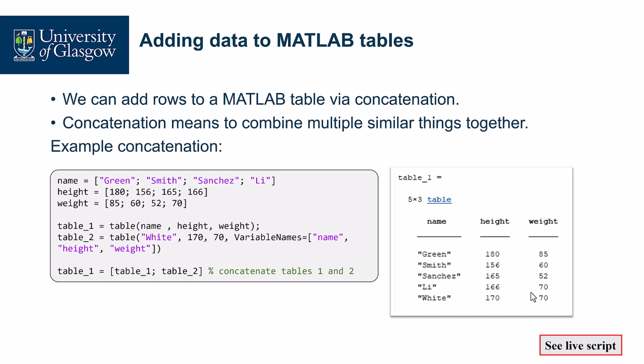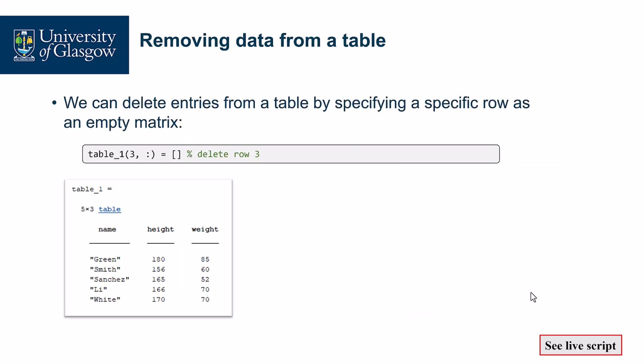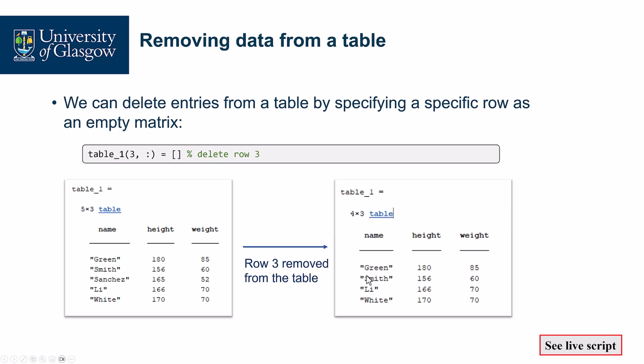If we want to remove data from a table, we can use the matrix way. Here we can see table 1, the third row becomes empty. So 3, comma, colon: the third row, all of it becomes empty. This is the original table. When we want to remove the third row, the Smith row, let's see what happened after using this command. Here, the Smith row is removed. This is the resultant table, a smaller table. The 5 by 3 becomes a 4 by 3 table.